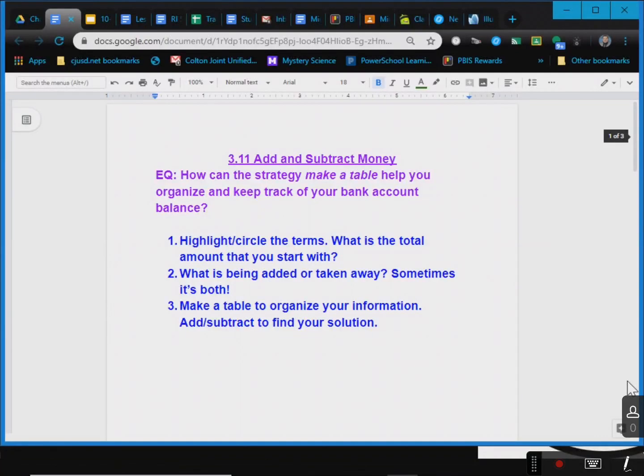Hello everyone, welcome to 3.11, Add and Subtract Money. The essential question is, how can the strategy Make a Table help you organize and keep track of your bank account balance? So here are the steps which you need to write down.